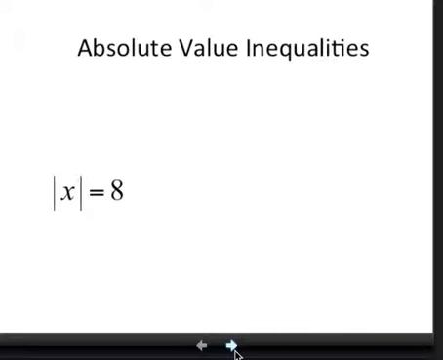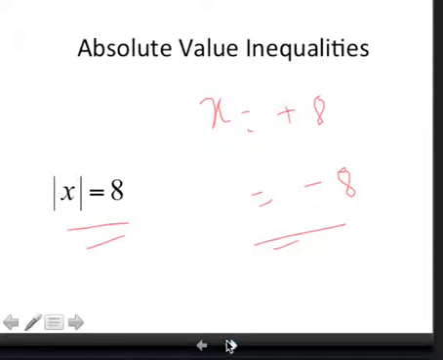When solving an absolute value equation, there are always two cases to consider. In solving modulus of x equals 8, there are two values of x that are solutions because the absolute value of both numbers is 8. So x equals plus 8 or x equals minus 8. This is an equality. This is not an inequality. So let's move now on to what an absolute value inequality means.